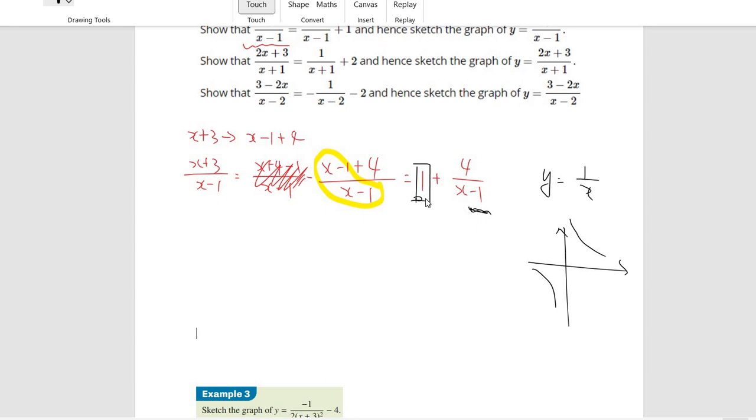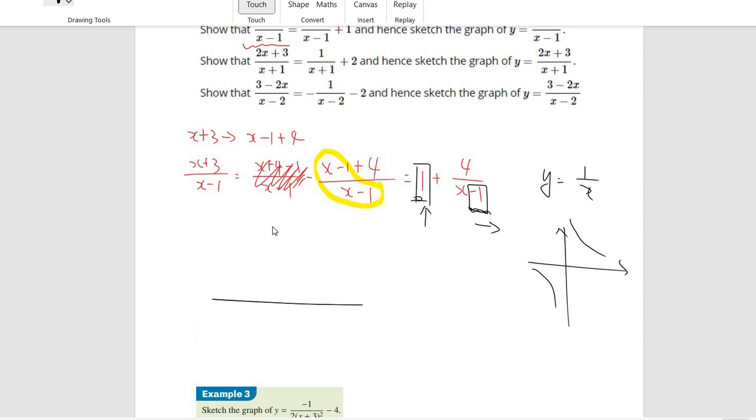This one will move everything up by 1 unit, including the asymptotes. This minus 1, that's minus 1, you move everything right by 1 unit. So overall, by looking at these two numbers, you can figure out mechanically that the whole graph will be moved up by 1 unit, then moved to the right by 1 unit.